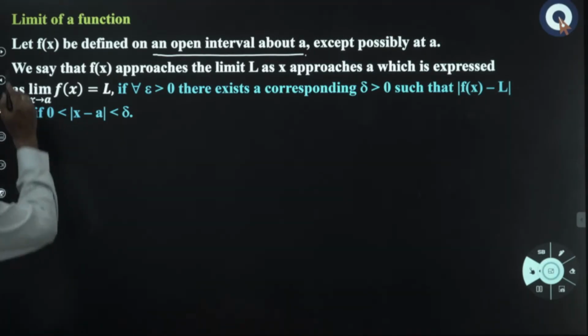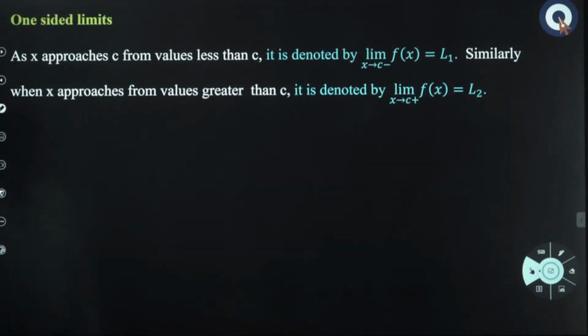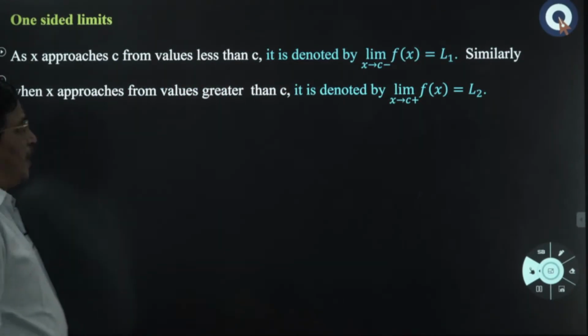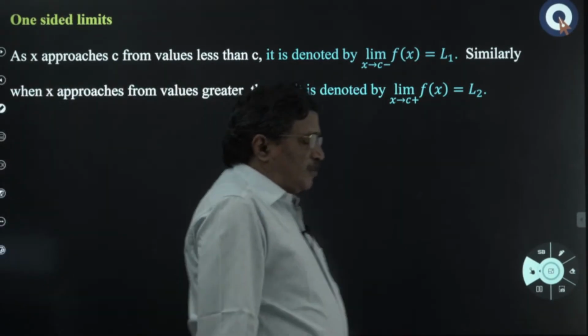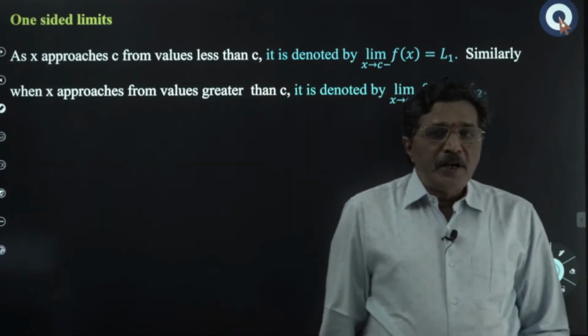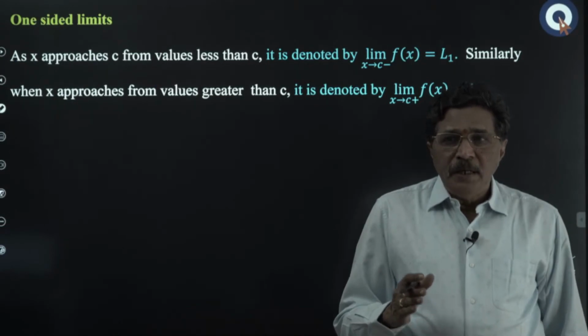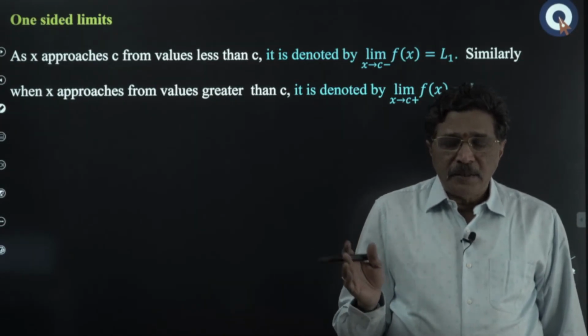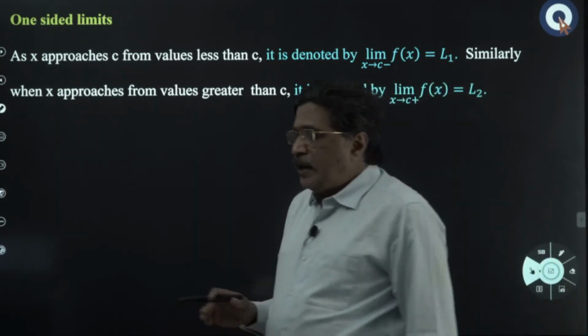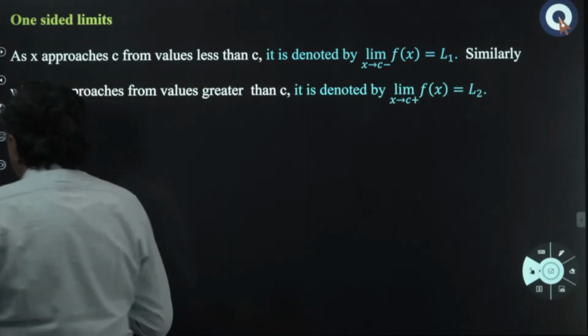Next, the left hand limit: as x approaches a point c from the left side, that is called the left hand limit, and as it approaches from the right side, it is the right hand limit. And if these two match, we say that the limit exists.